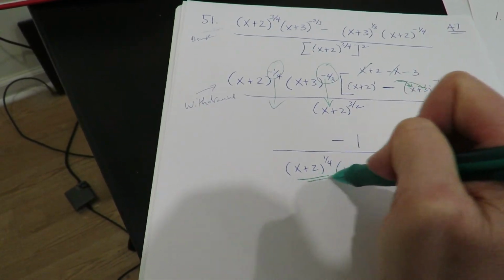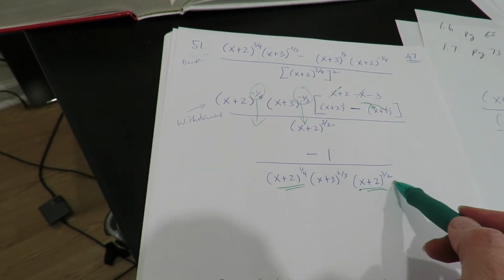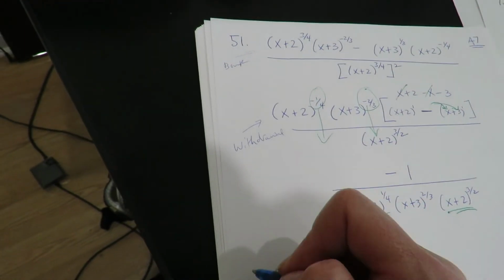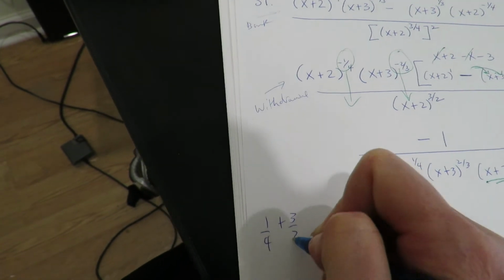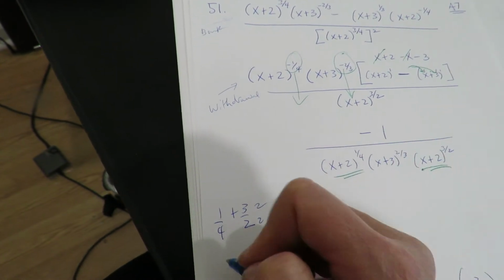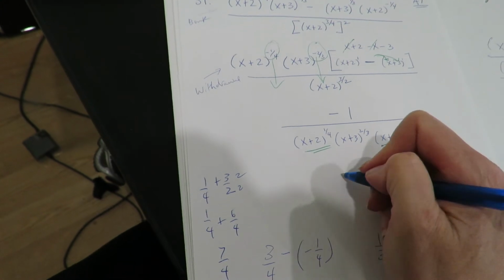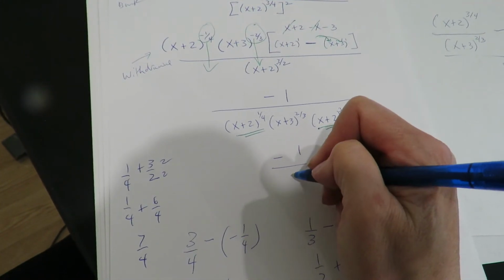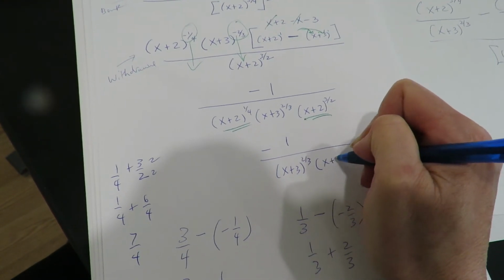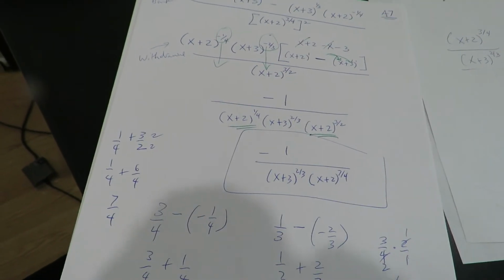Now, these two are the same, so you're going to add this. Make sure you do the correct operation. They're neighbors, so you're going to add this. So you're going to do 1/4 plus 3/2. Now, that is a fraction, so you have to do LCD. So I'm going to make them both over 4. So it's going to become 7/4 for that one.